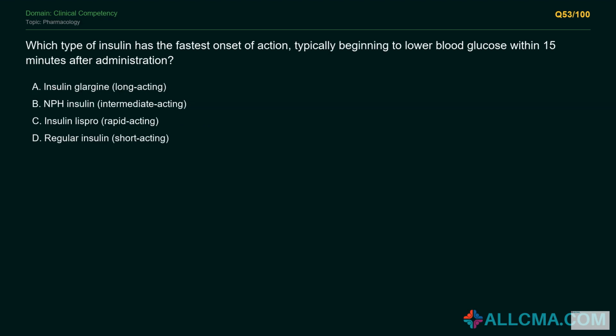Question 53. Which type of insulin has the fastest onset of action, typically beginning to lower blood glucose within 15 minutes after administration? Option A. Insulin glargine, long-acting. Option B. NPH insulin, intermediate-acting. Option C. Insulin lispro, rapid-acting. Option D. Regular insulin, short-acting.